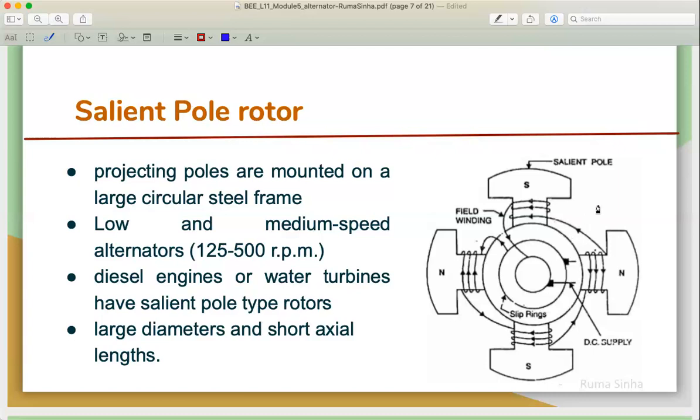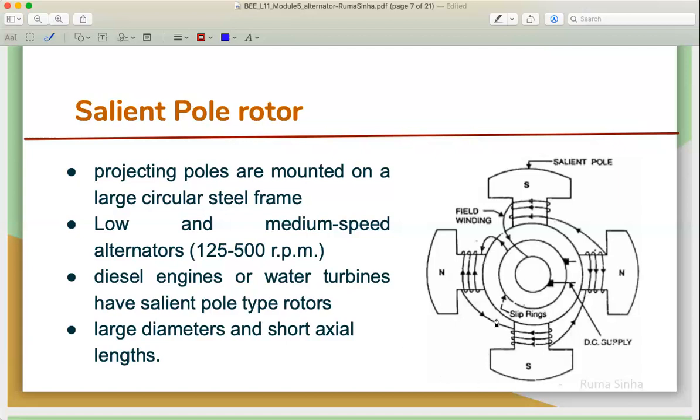And when the air gap is not uniform, we can also say this is projected outside. So this will have less mechanical stability. Because it has less mechanical stability, the salient pole alternator cannot have a very high speed. We can have speed up to 500 RPM and not more than that.